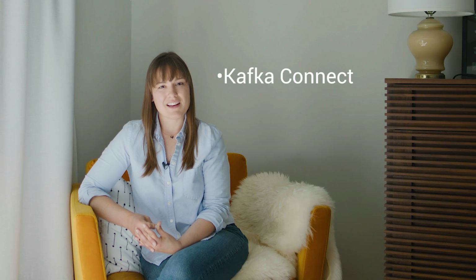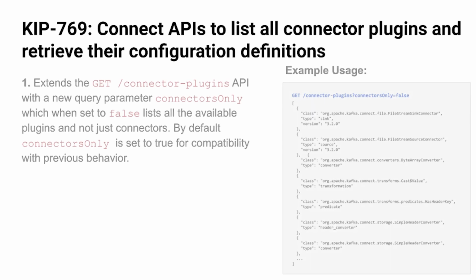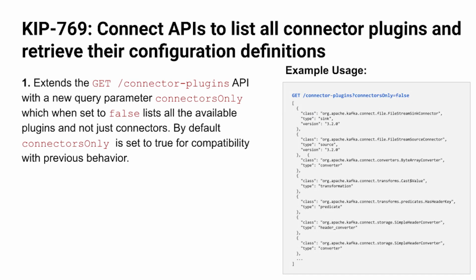From the Kafka Connect side of things, our first update is KIP 769. Prior to this change, the Connect plugins endpoint printed only connectors. The API has now been extended to include a new connectors-only flag, which, when set to false, will display all available plugins, not just the connectors. Using a plugin output from the previous endpoint, you can also query the configuration of each plugin.